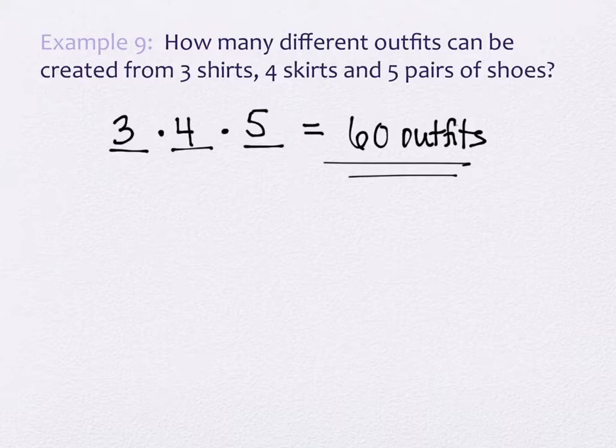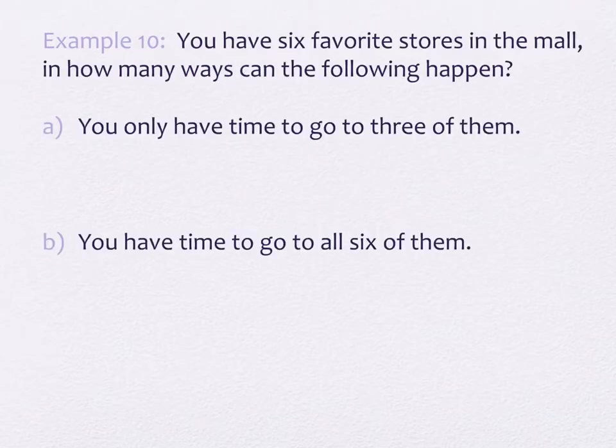Let's use the same fundamental principle and talk about a trip to our favorite stores. You have 6 favorite stores in the mall. In how many ways can the following happen? The first one, you only have time to go to 3 of them. Okay, so like on the last problem, I have 3 choices. How many different choices do I have for the first store I could go to? 6.